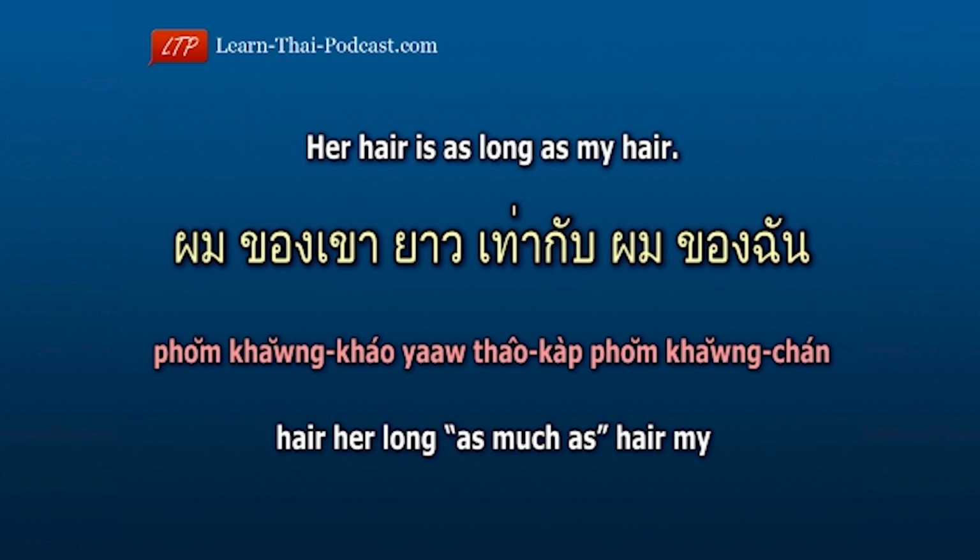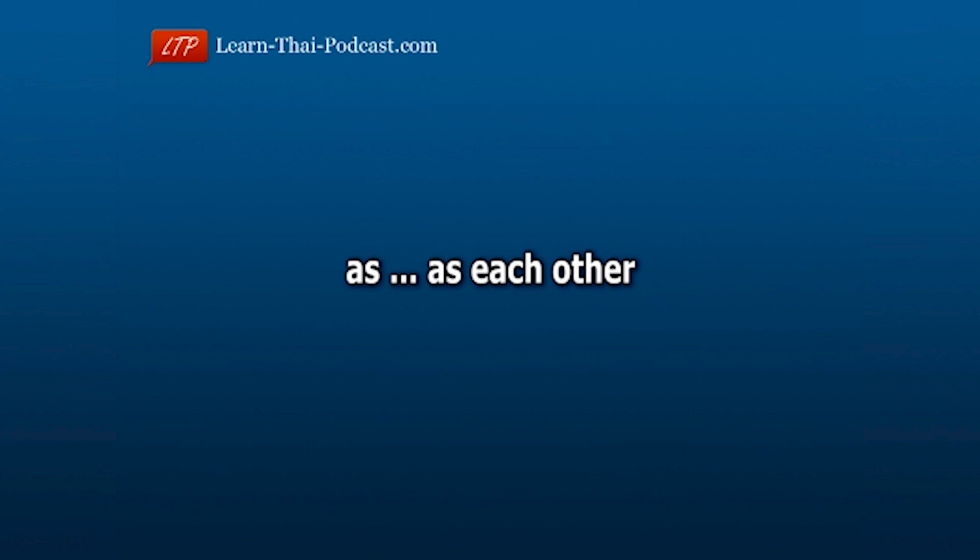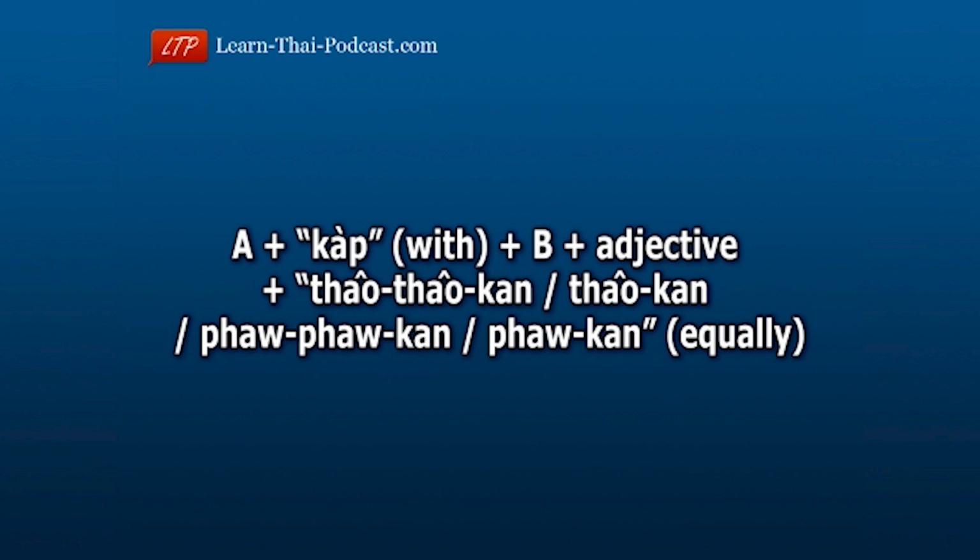If you want to make a sentence with as, adjective, as, each other, you have to change the sentence structure a little bit. It is as follows. The first thing you want to compare, plus, กับ plus the second thing you want to compare, plus the adjective, plus equally. เท่าเท่ากัน or เท่ากัน or พอพอกัน or พอกัน. Here's some examples.